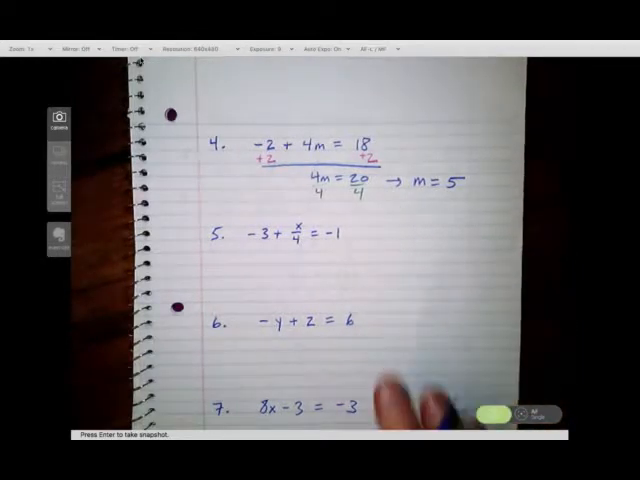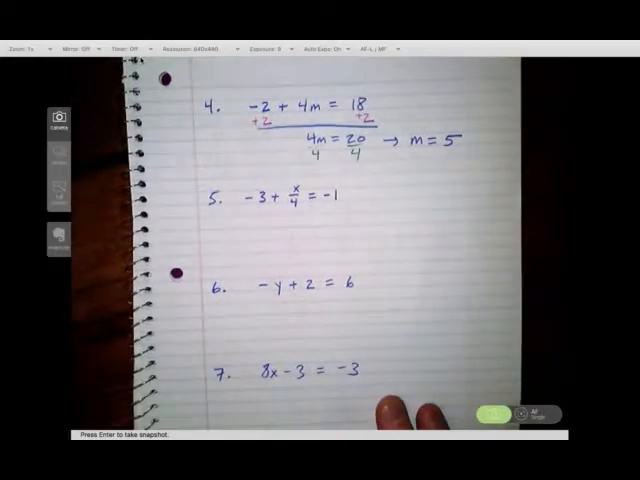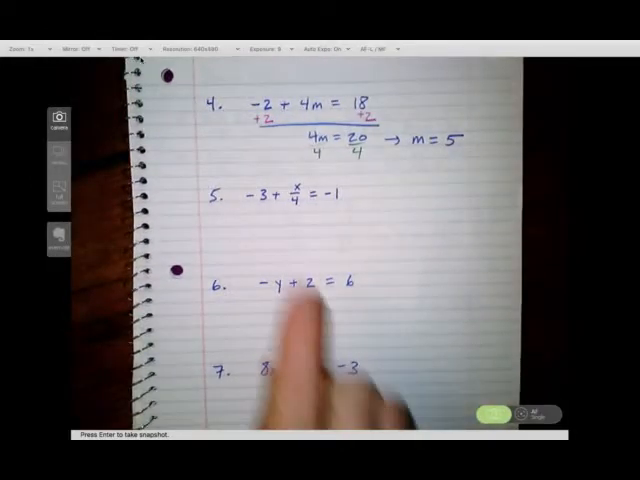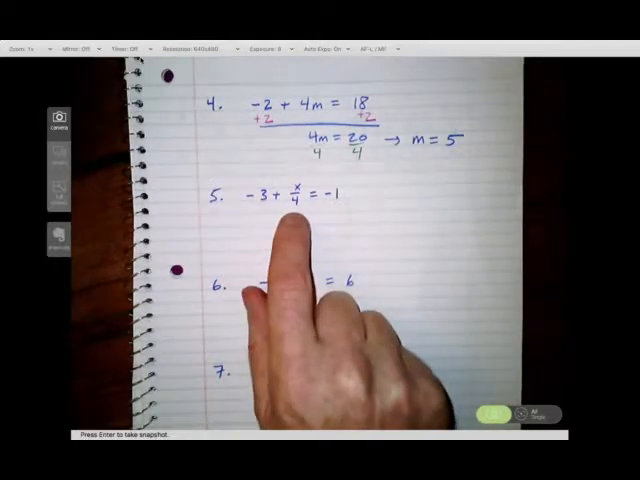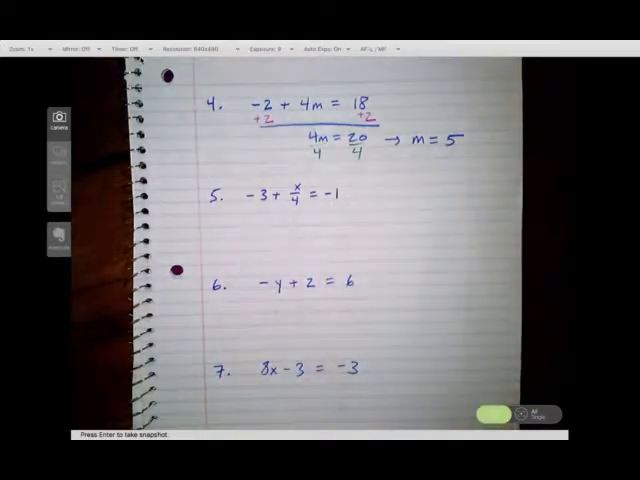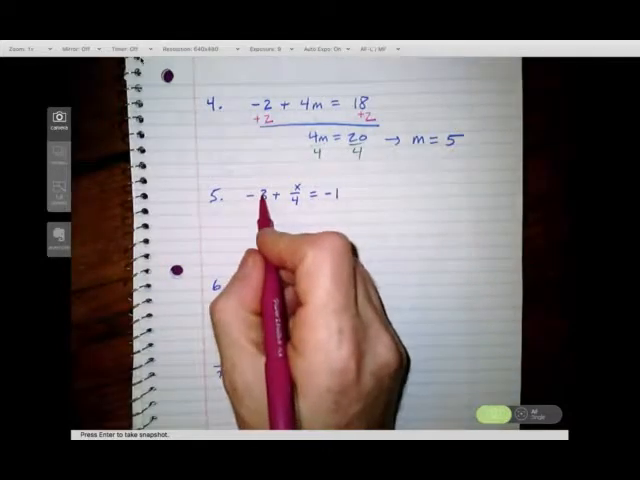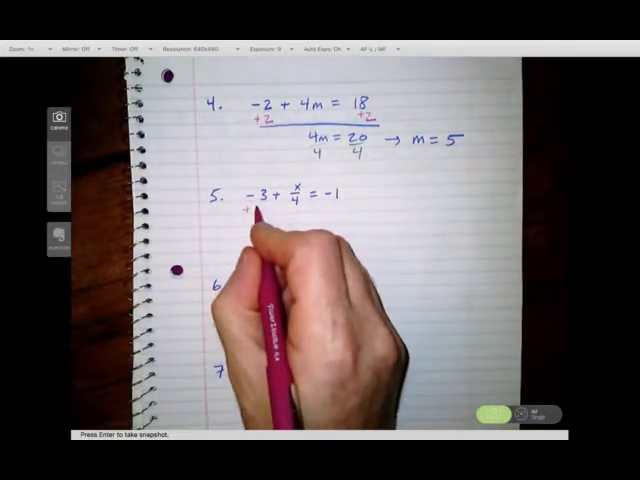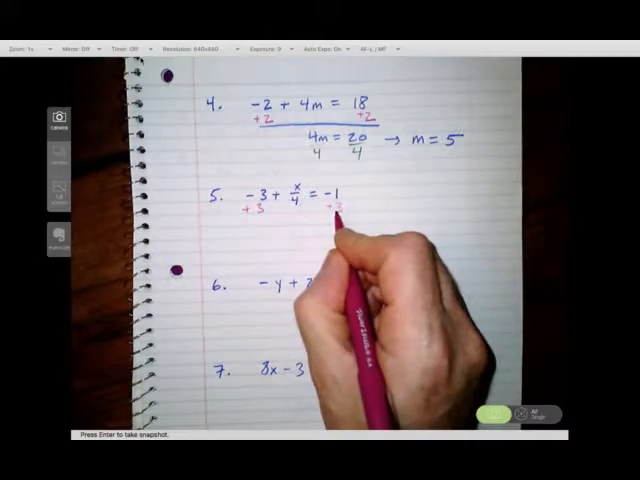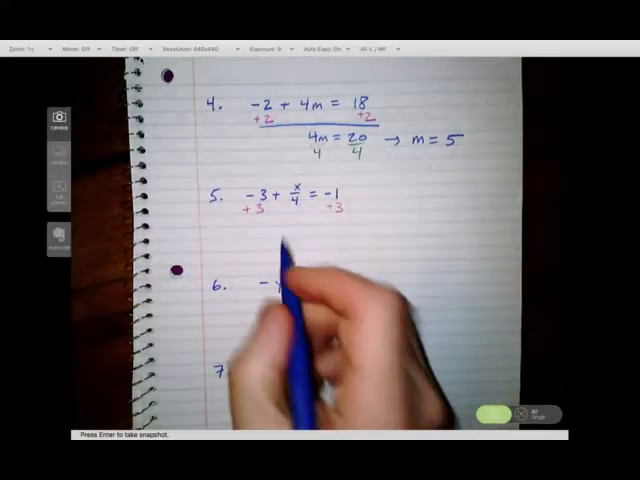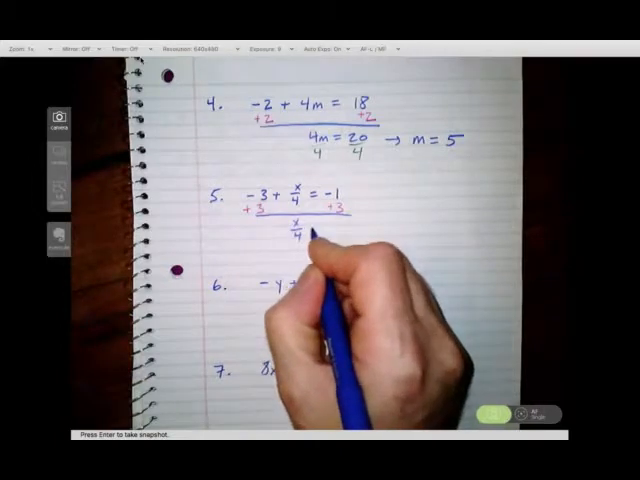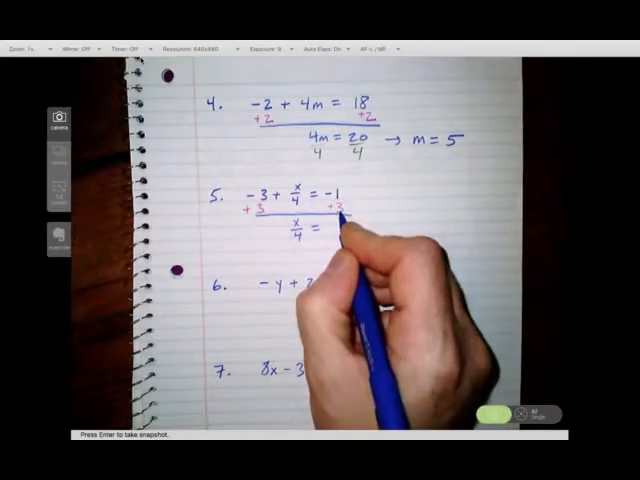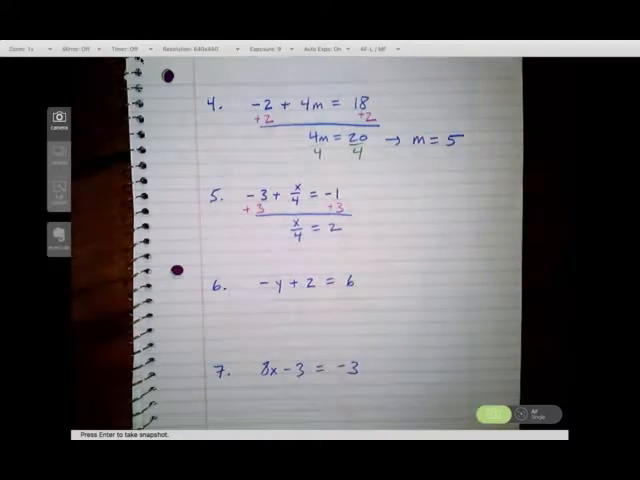So I'm going to do a few like this because they're a little different. Okay, here's another one. Negative 3 plus x divided by 4 is negative 1. Some people say x over 4, but it's division. Okay, so here's a negative 3. Again, to cancel that out, I do a positive 3 to both sides. So what I'm left with then is x over 4, x divided by 4, negative 1 plus 3 is 2.